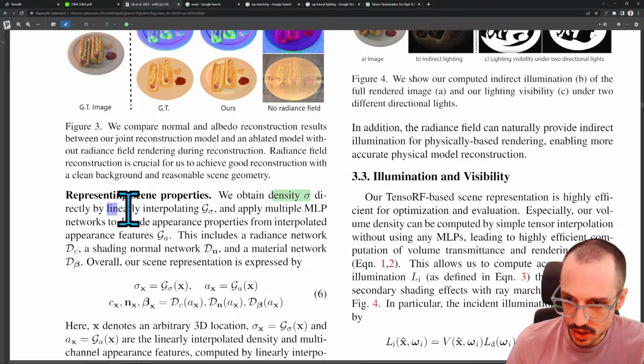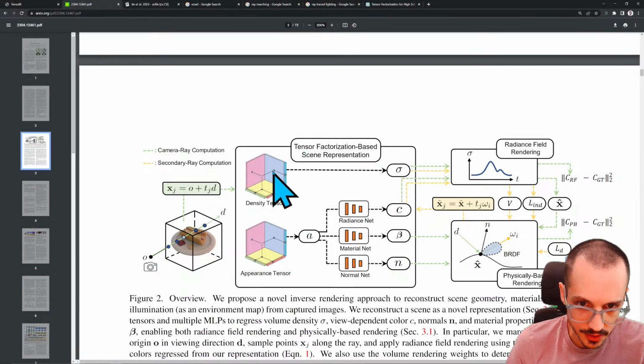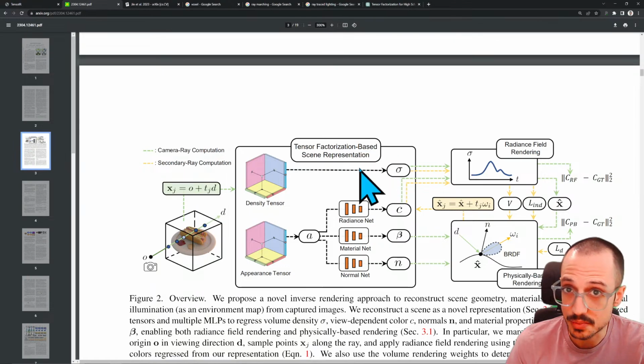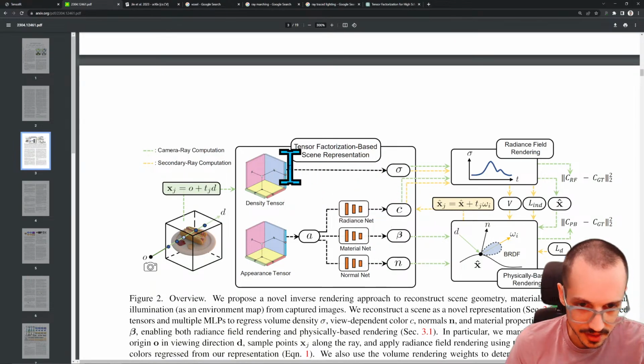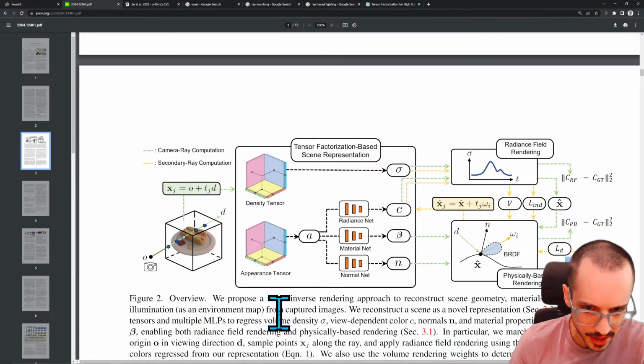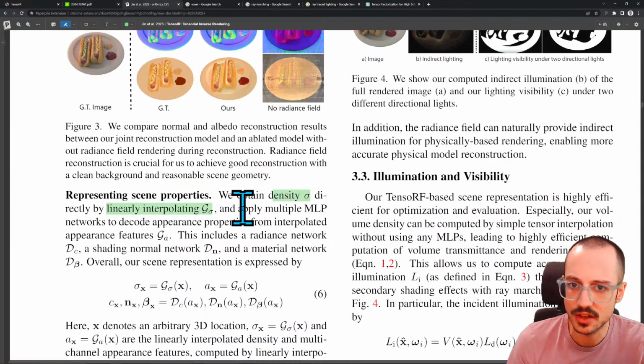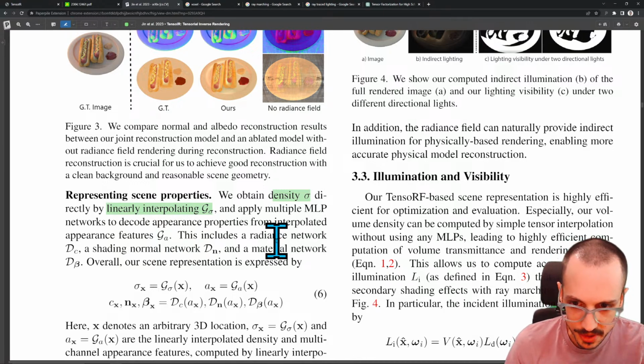We obtain density directly by linearly interpolating the density tensor and applying multiple MLP networks to decode appearance properties from interpolated appearance features. So they're referring to this process here. So here you directly interpolate inside this density tensor space and you get the actual density at any point in space. So that's done without any neural networks, but the properties here are done with a neural network. So there's a neural network that receives potentially all of the appearance tensor, probably just a slice of the appearance tensor or a specific point within the appearance tensor, and then it calculates the properties from that.